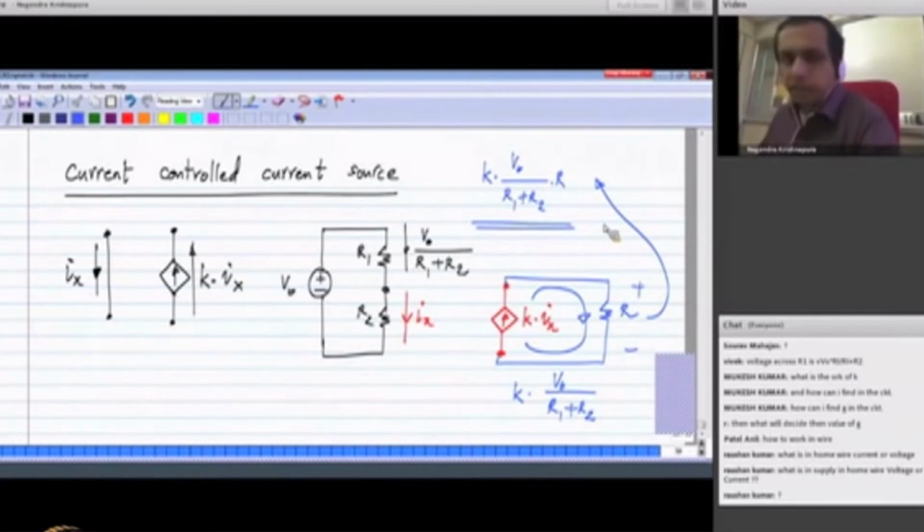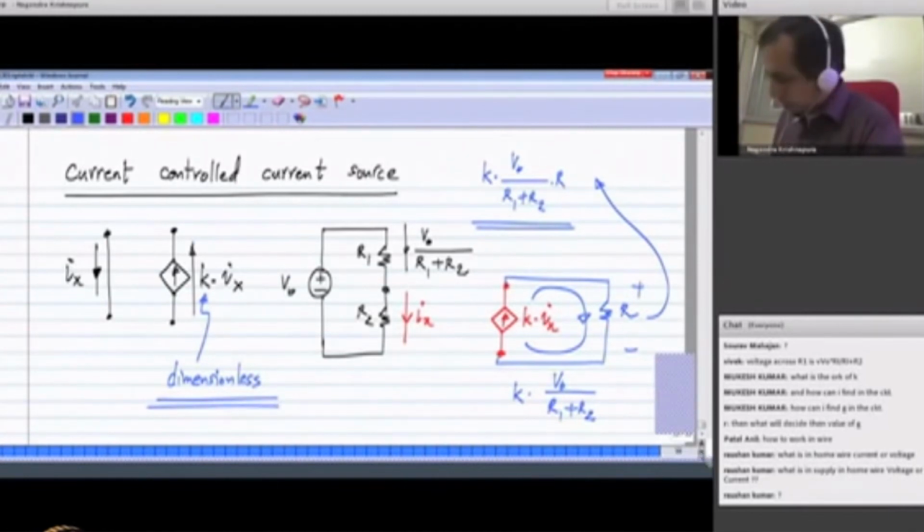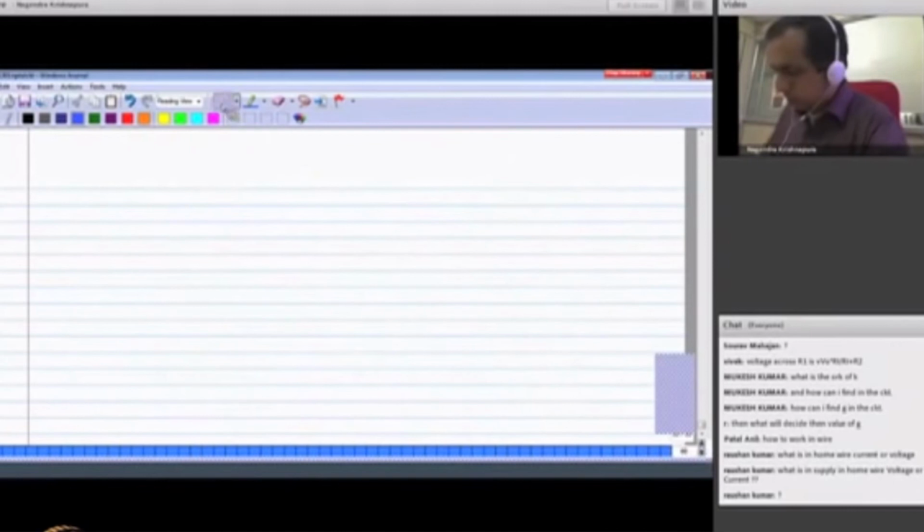So that's the definition of all the four control sources. Now this constant of proportionality, it is multiplying a current to give a current, so it is dimensionless in this case. Okay. So just as a quick summary, we have four types of control sources.